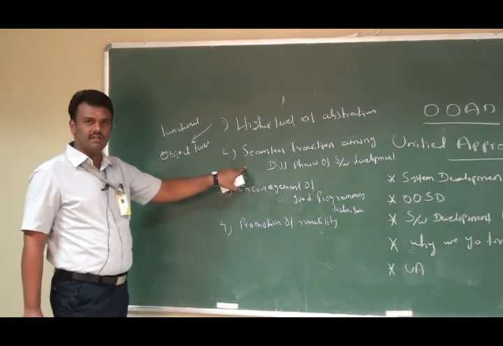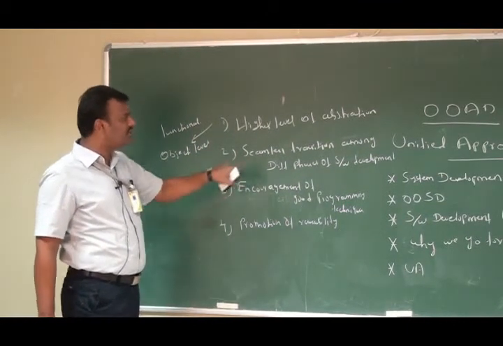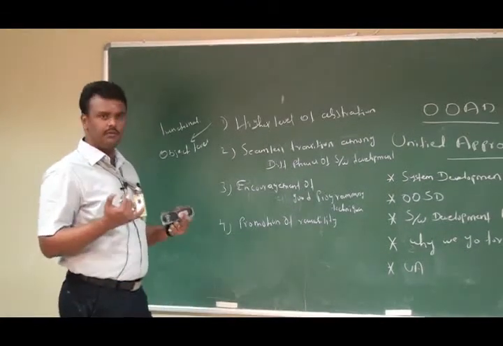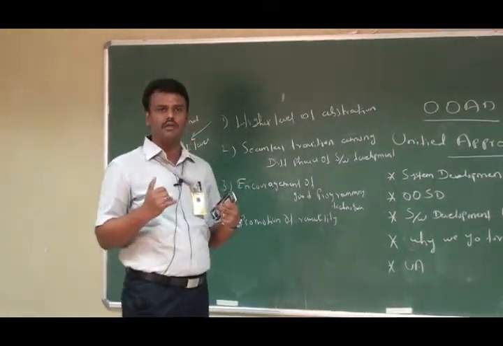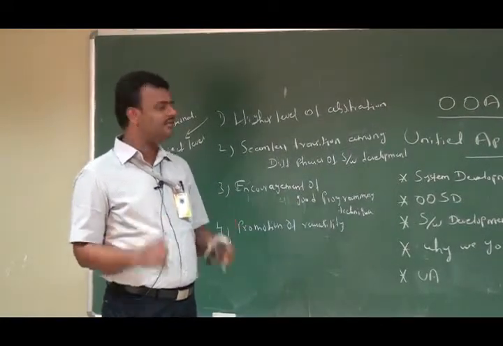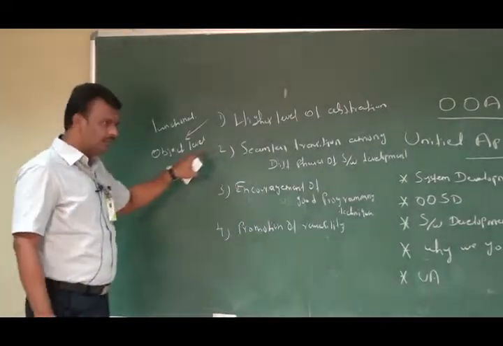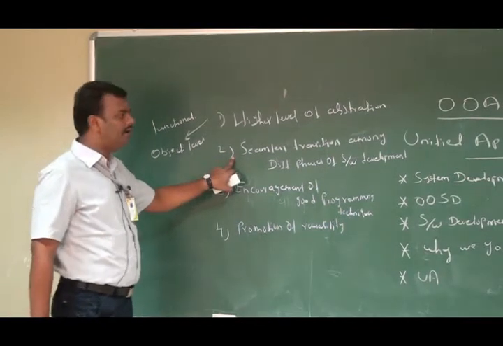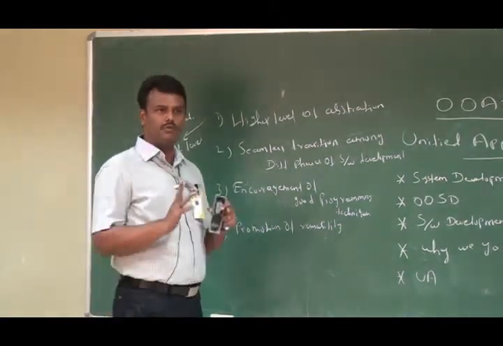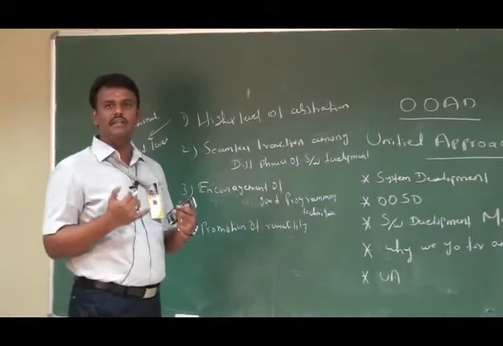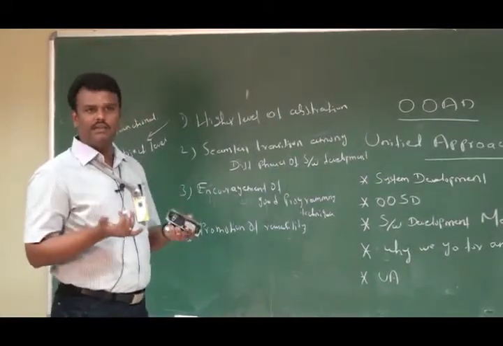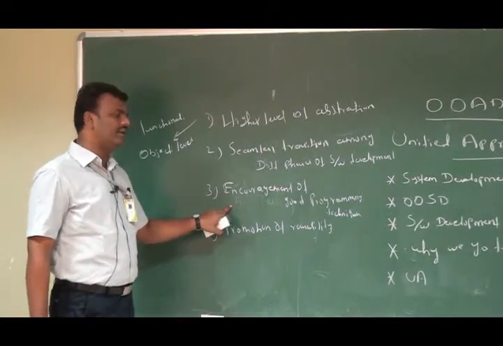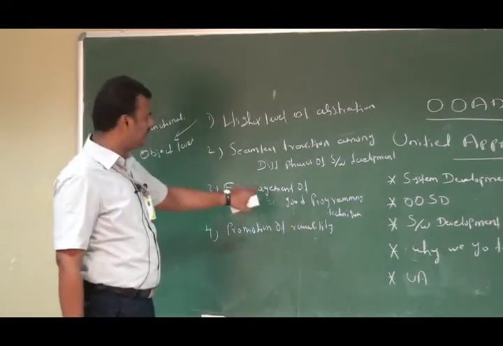The second one, the seamless transition among the different phases of software development. In the traditional approach, there are different styles and methodologies for each and every step of the process, and moving from one place to another is very complex. But in the object-oriented approach, we use the same language for designing, analyzing and implementing in each phase. The third one, the encouragement of good programming technique, that is the class concept.